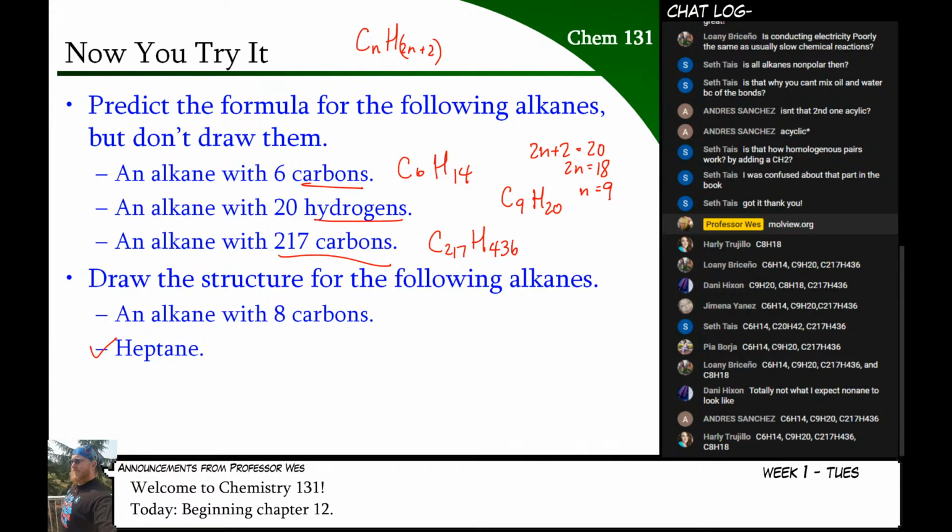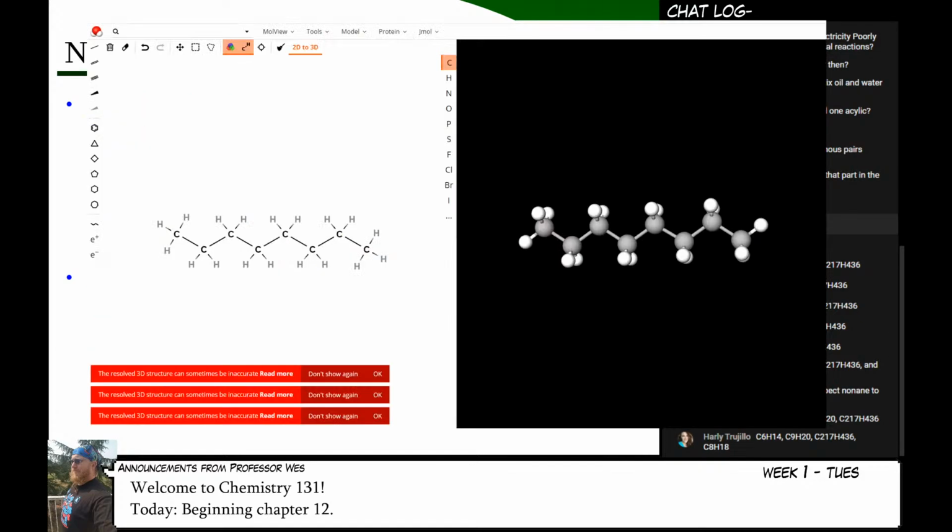Can I, if I hit this button, will it fill in hydrogens? It will if I didn't have a hydrogen already there. 1, 2, 3, 4. Cool, okay. So now I can go back to mol view.